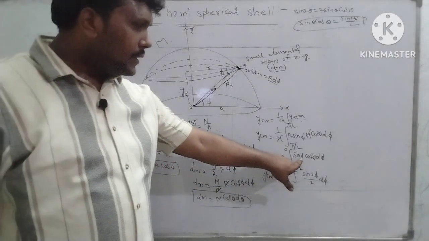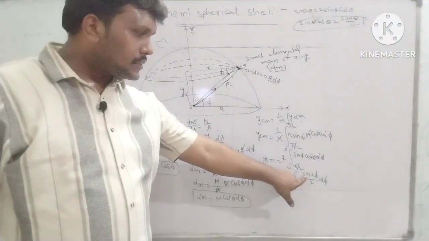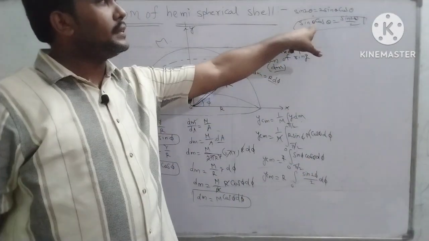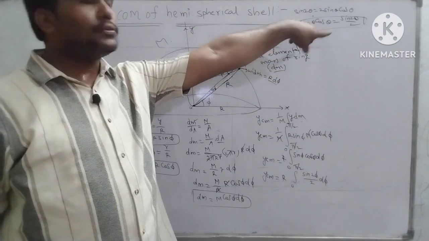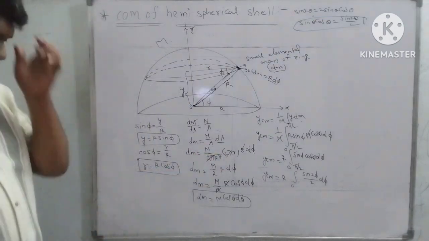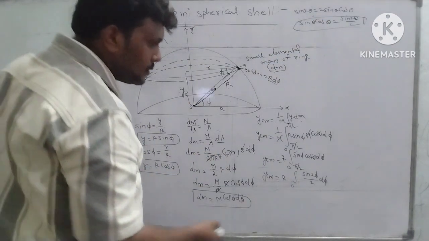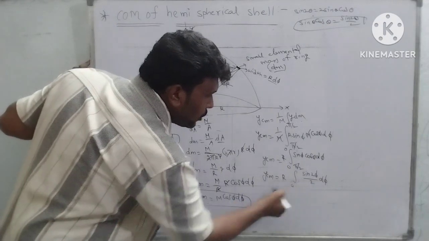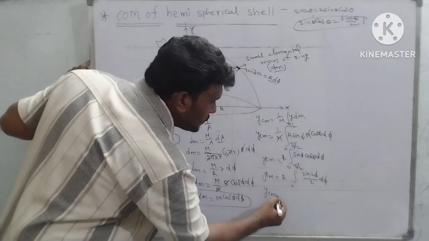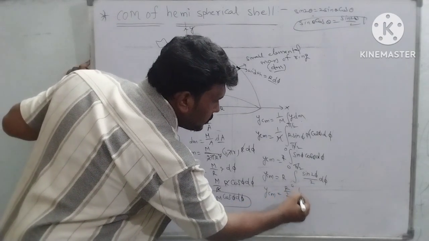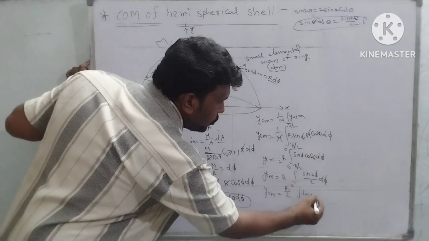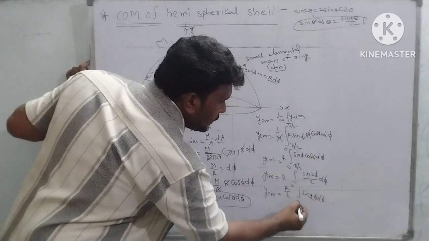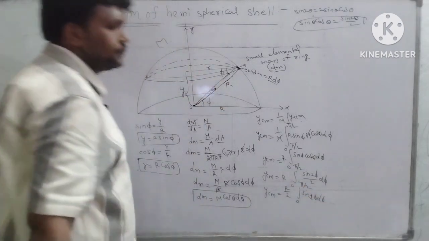Here already sin phi cos phi is there. That I am writing as sin 2 phi by 2, in the form of sin theta cos theta is equal to sin 2 theta by 2. Okay, clear? Then you bring 2 outside. ycm is equal to r by 2 integral sin 2 phi d phi, 0 to pi by 2.